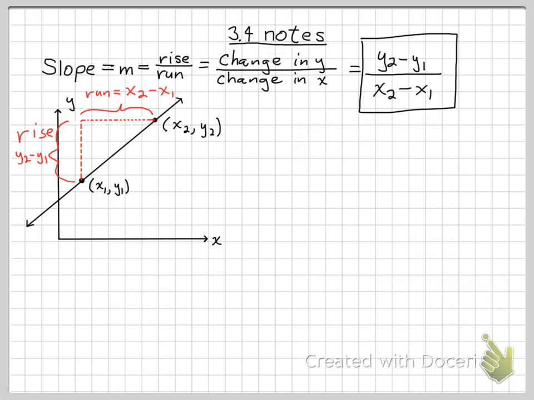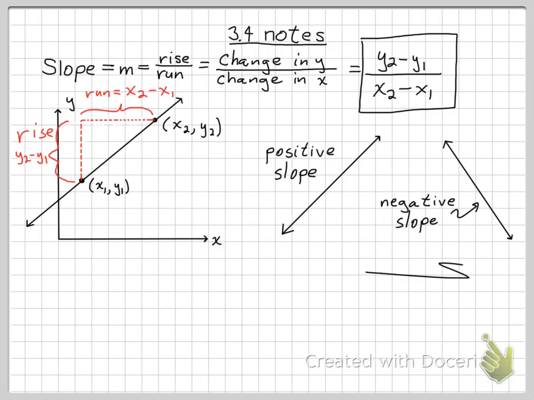Alright, moving right along. You also need to know that if you're going from left to right and your line goes up, it's a positive slope. So as you go left to right, if it looks like this, it's a positive slope. And if you're going from left to right and it goes down, then it's a negative slope. Again, if you're going from left to right and it looks like this, it is a negative slope.